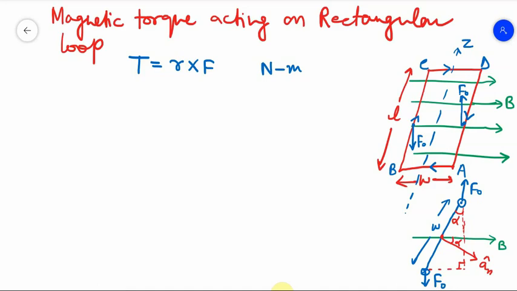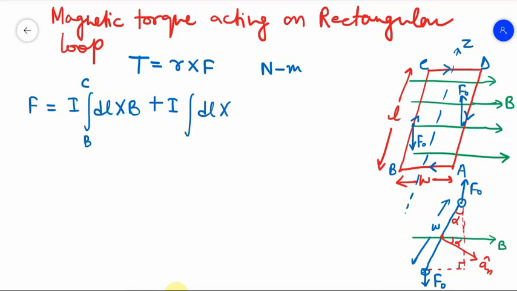So for BC and AD, if we consider, then the force can be written as I dl cross B. This formula for the line current we derived while deriving the forces due to magnetic field in the last class. So this will hold good for which two sides? For BC and for AD. So we can write it like this: BC plus I dl cross B along DA.